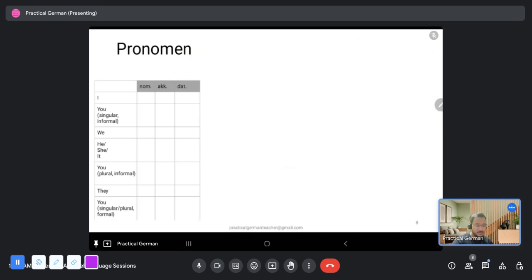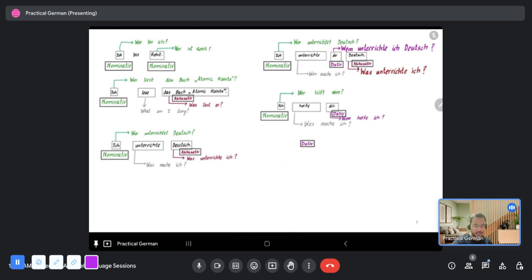Let's talk about this. So why is it so important, right? For example, here I am teaching German. Ich unterrichte Deutsch. Here the knowledge of dative, accusative, nominative is not needed, because even if you say Deutsch is, let's say, genitive in your head, on paper you still write Deutsch, whether it is nominative, accusative, or dative. It doesn't make any difference on paper.